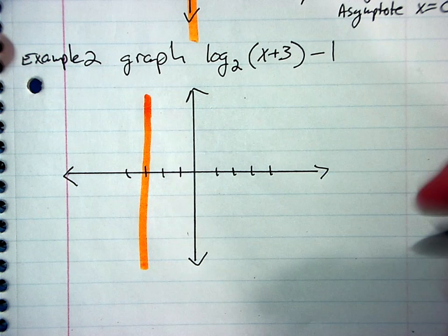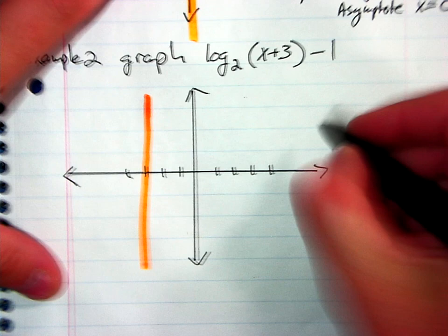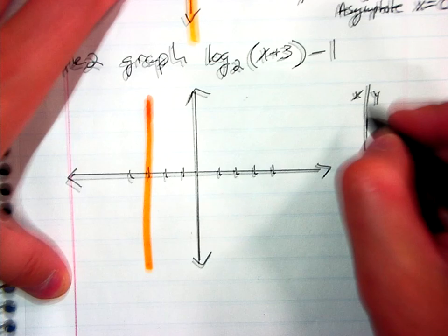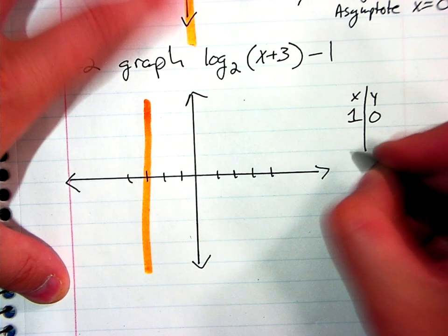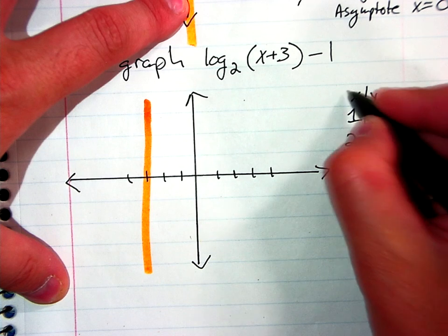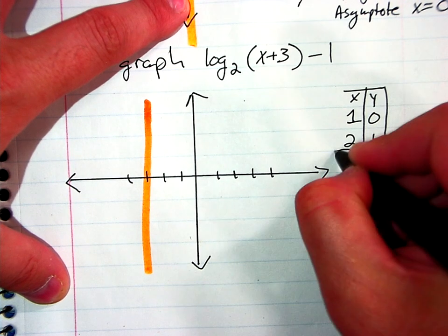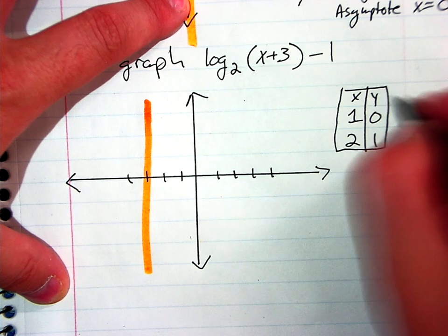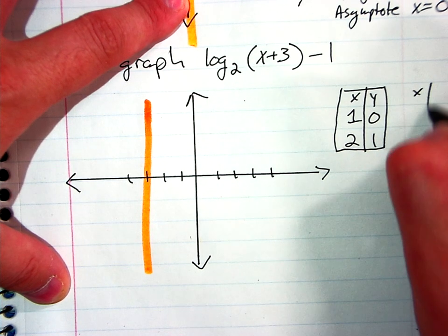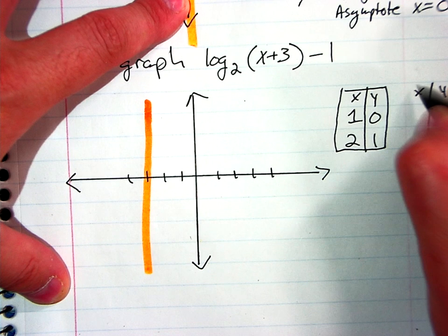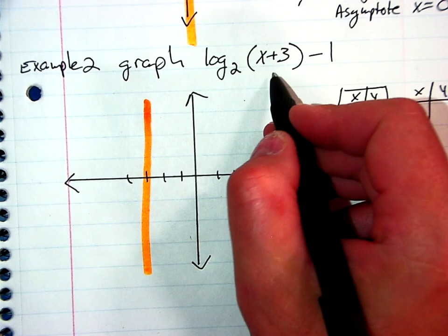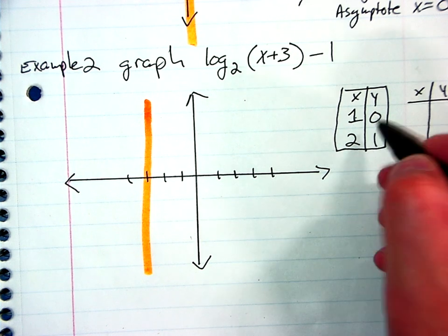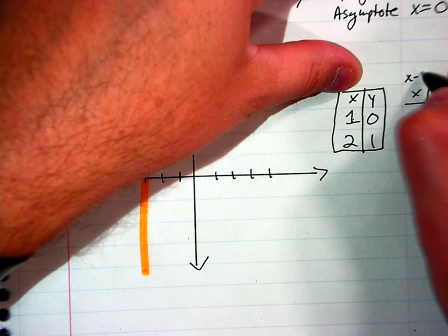So now, as it says on the board here, normally, if this wasn't being translated, we would have a point at 1, 0 and 2, 1. If it wasn't being translated. But what's happening to our graph? It's moving, correct? It's moving to the left 3, correct? So I need to take my x value and subtract 3. So this is really x minus 3.